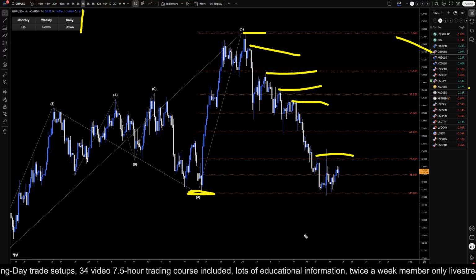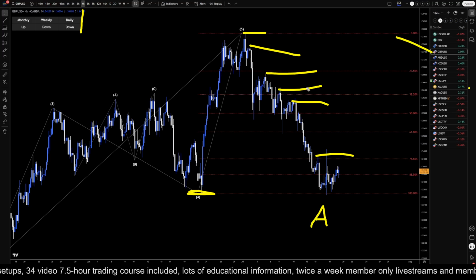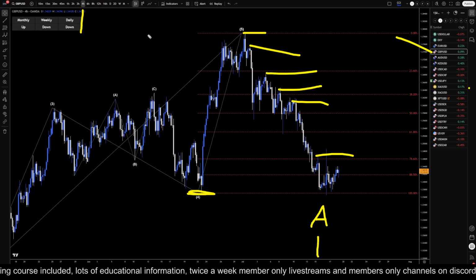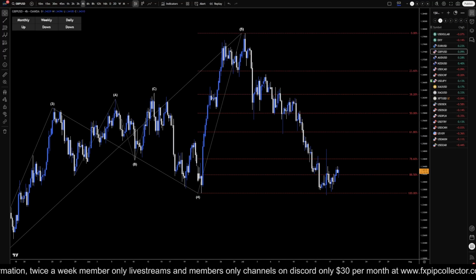I would think this whole move down is either a wave A of a crescent to the move up on the daily, or it's a wave one, meaning that this could be a complete trend reversal. I would definitely lean towards wave A, but you definitely never know in these circumstances.